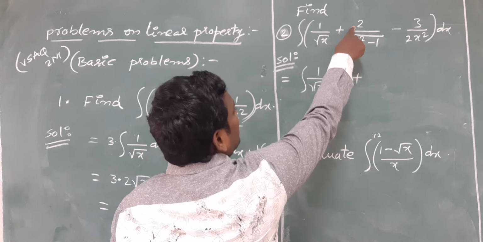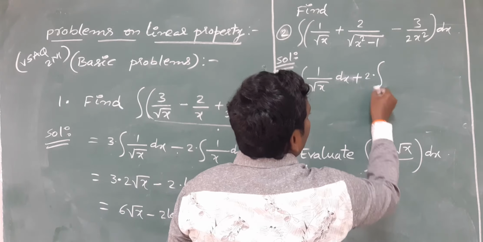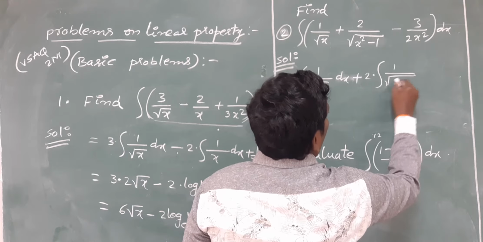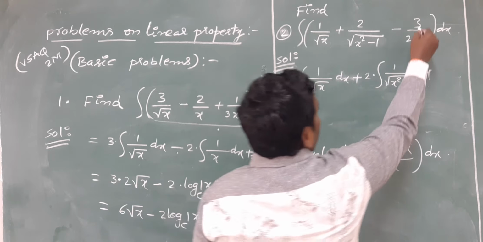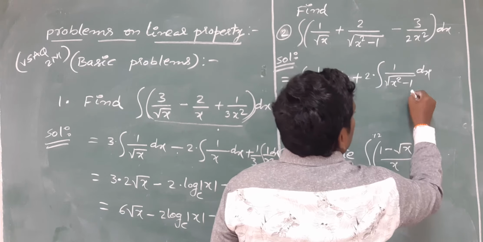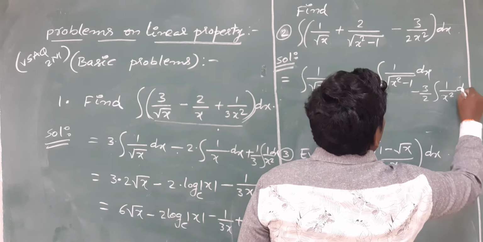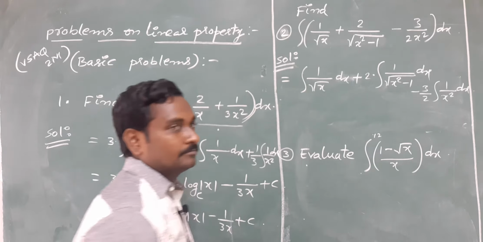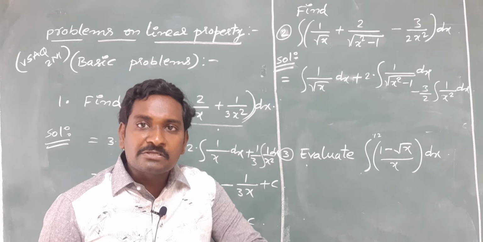Plus 2 is the constant term, take outside from the integration directly. 2 into integral 1 by root over x square minus 1 dx. Here 3 by 2 is the constant term. So minus 3 by 2 of integral 1 by x square dx. If there is a constant inside the integration, blindly take outside from the integration.